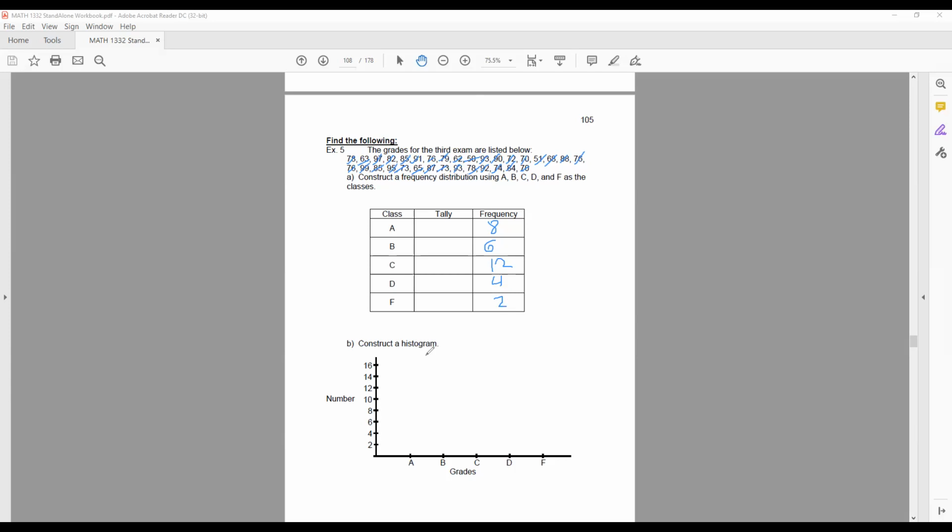So using this information, the frequency will be the height of the histogram.